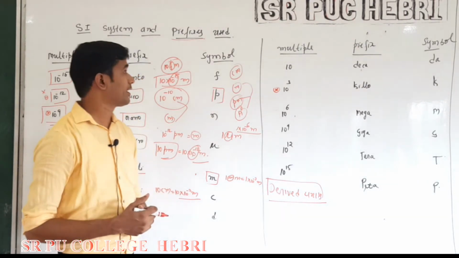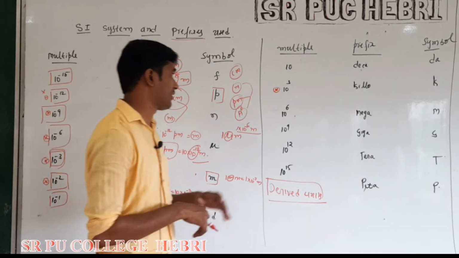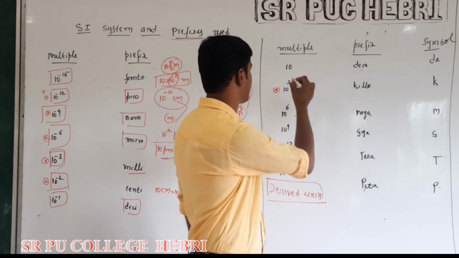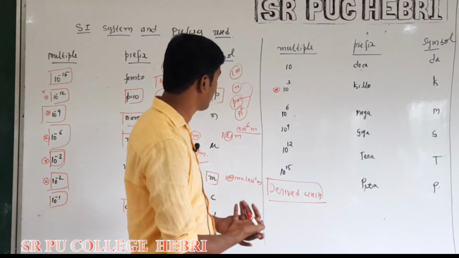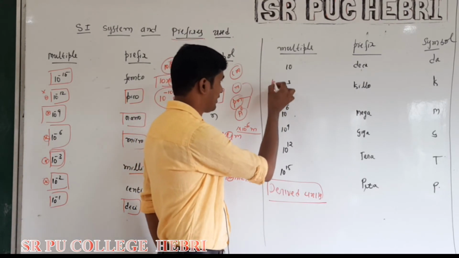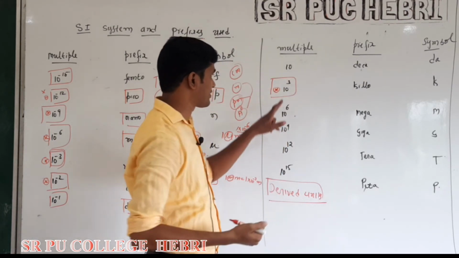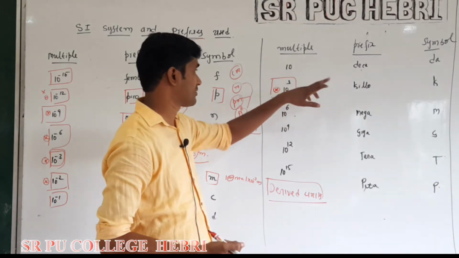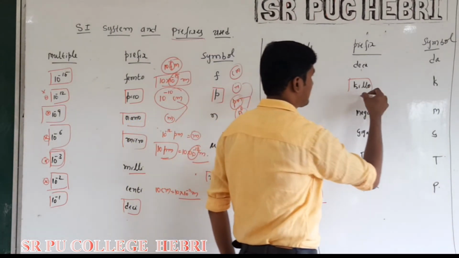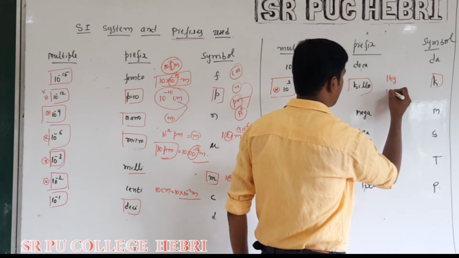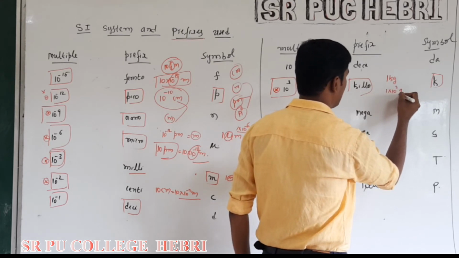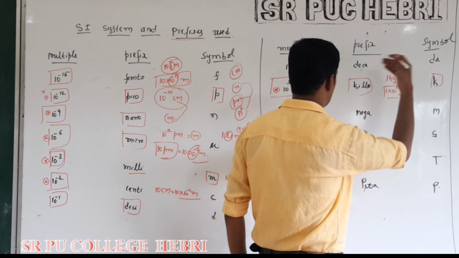Next, coming to the positive multiples or exponents of 10. 10 raised to 1 is known as deca. This is not used in our chemistry. Next, 10 to the power of 3 is widely used in our chemistry. This is known as kilo and its symbol is small letter k. We write 1 kg. 1 kg means 1 into 10 to the power of 3 gram. This is how you convert kgs into grams.